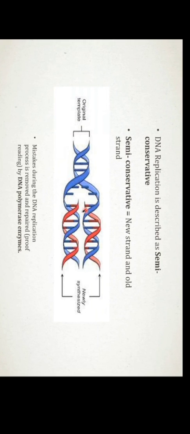And of course, class, mistakes during the DNA replication process are removed and repaired, or that is what we call proofreading by your DNA polymerase enzyme. So our DNA polymerase enzyme checks for damages and mistakes, and once the DNA polymerase is able to find one, it will replace or repair the damaged DNA. So that is also the job of the DNA polymerase enzyme. Okay.